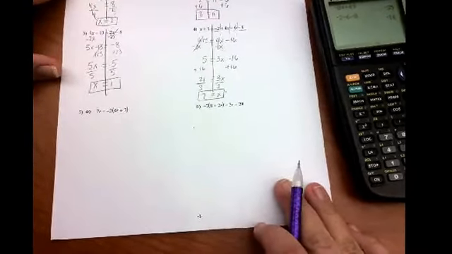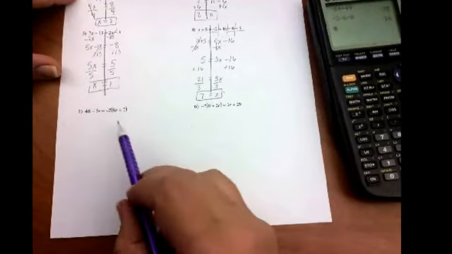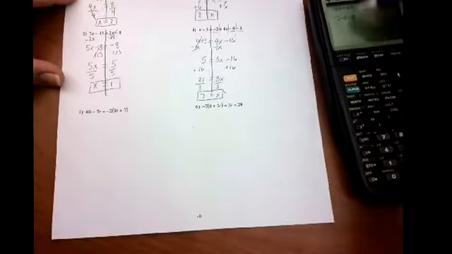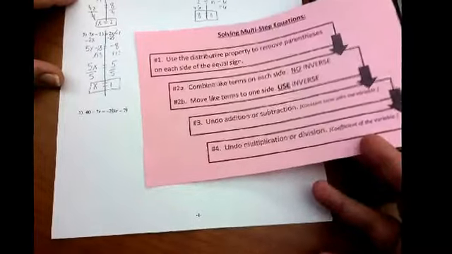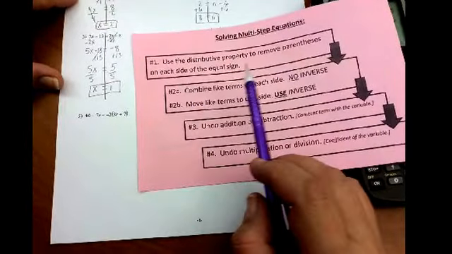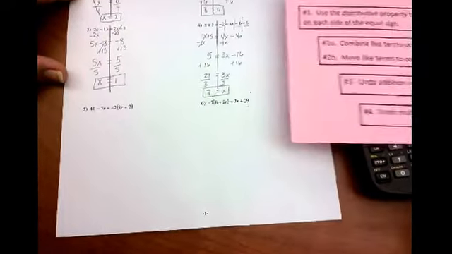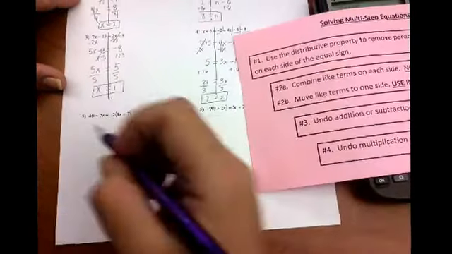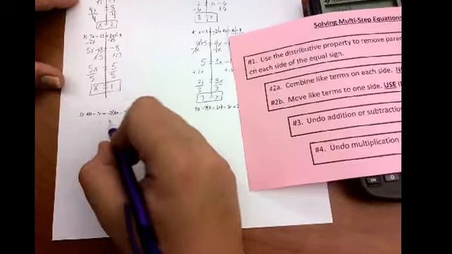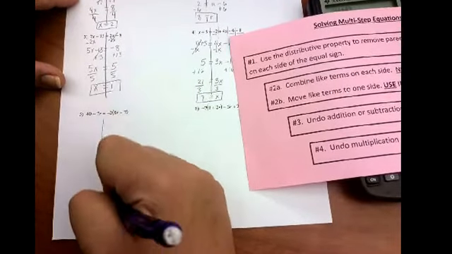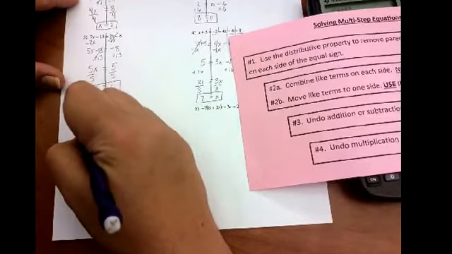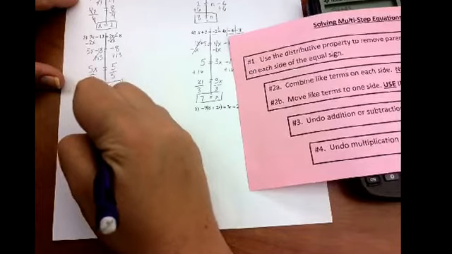Number 5. This is the first time I'm seeing these parentheses, so we're going to have to go back to that step 1. Step 1 is to use the distributive property to remove parentheses on each side of the equal sign. So first I'm going to put my line down the equal sign. I'm going to rewrite the left, 40 minus 7r equals.